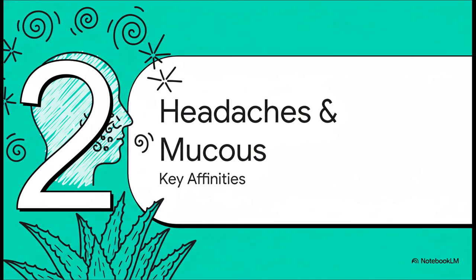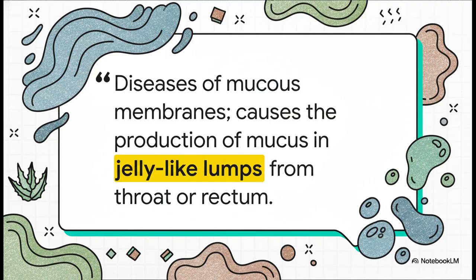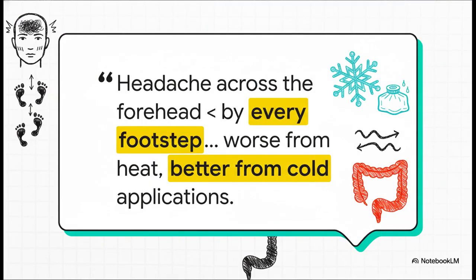So now that we know the person, let's look at where aloe really likes to act in the body. Two areas just jump right out: the head and the mucous membranes. And here's a fantastic keynote symptom of aloe. It's the unique character of its mucus. It's not thin, it's not watery. Allen specifically describes it as jelly-like lumps. That is such a characteristic symptom, whether it's coming from the throat or, as we're about to see, very, very prominently from the rectum.